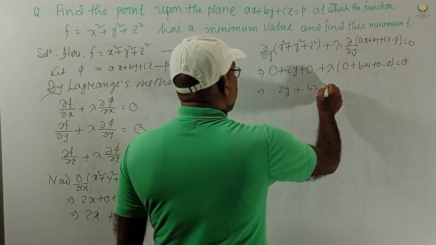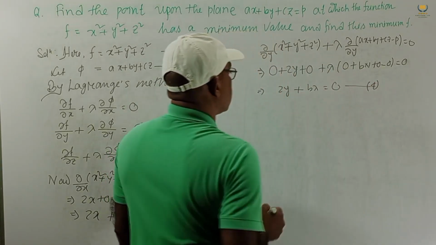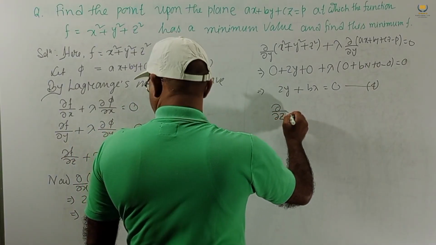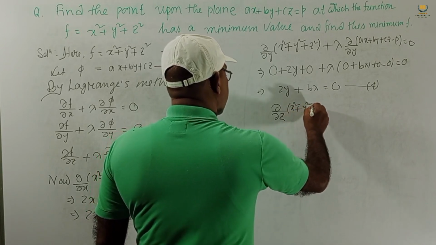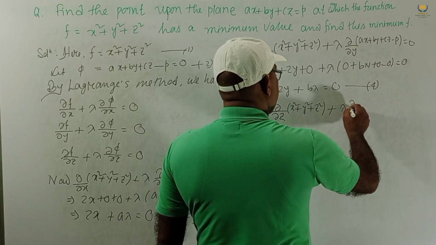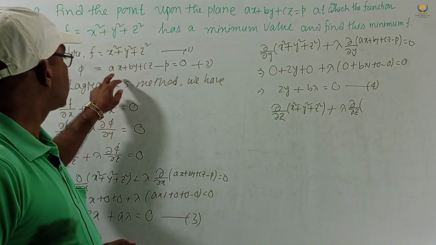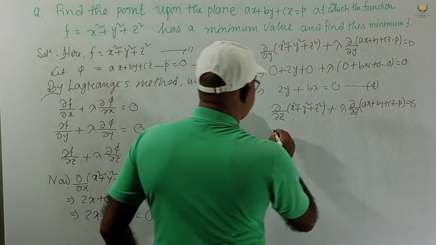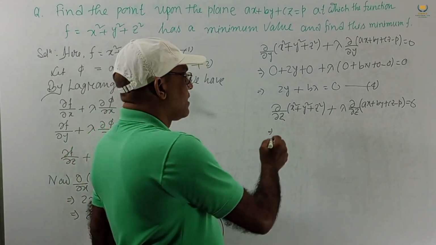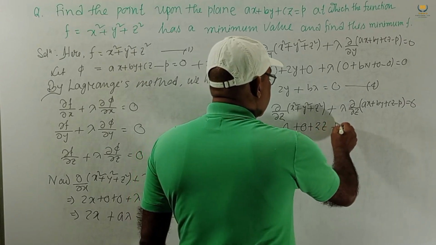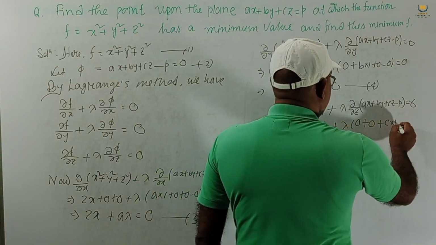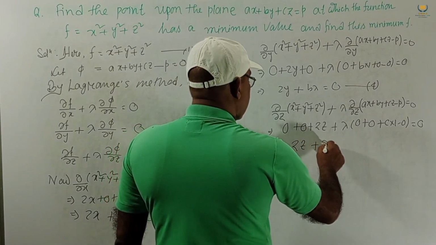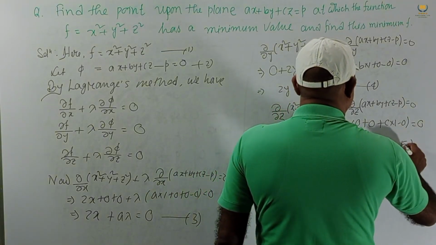2y plus b lambda equal to 0. This is number 4 we consider. And the last equation is del f by del z. f is x square plus y square plus z square plus lambda times phi, and phi means ax plus by plus cz minus p equal to 0. We differentiate partially with respect to z: the derivative of z square means twice z, lambda times 0 plus c into 1 minus 0 equal to 0. We get 2z plus lambda c equal to 0. This is number 5 we consider.